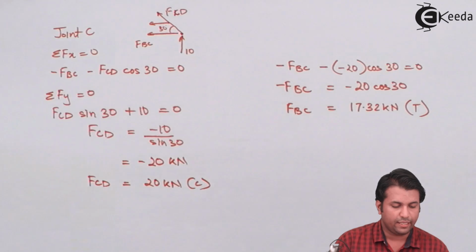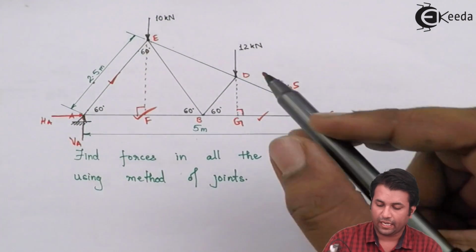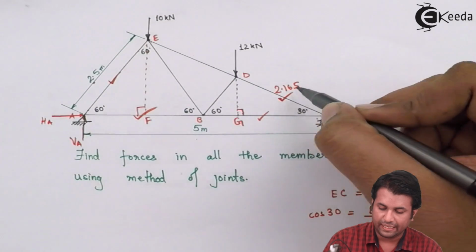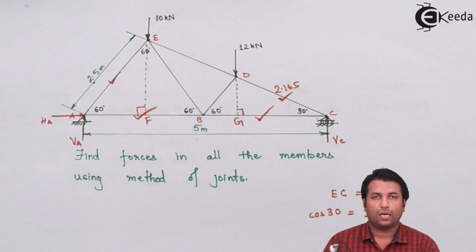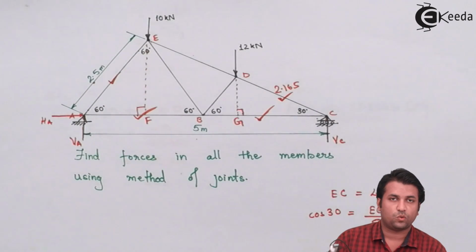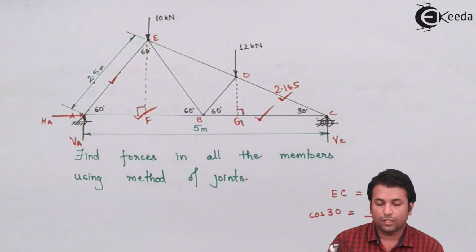So by using the method of joints at joint C, I have calculated the force in member CD and the force in member BC. So I'm done with 4 members. I'm left with 3 members. Now what I can do is move on to any other joint.